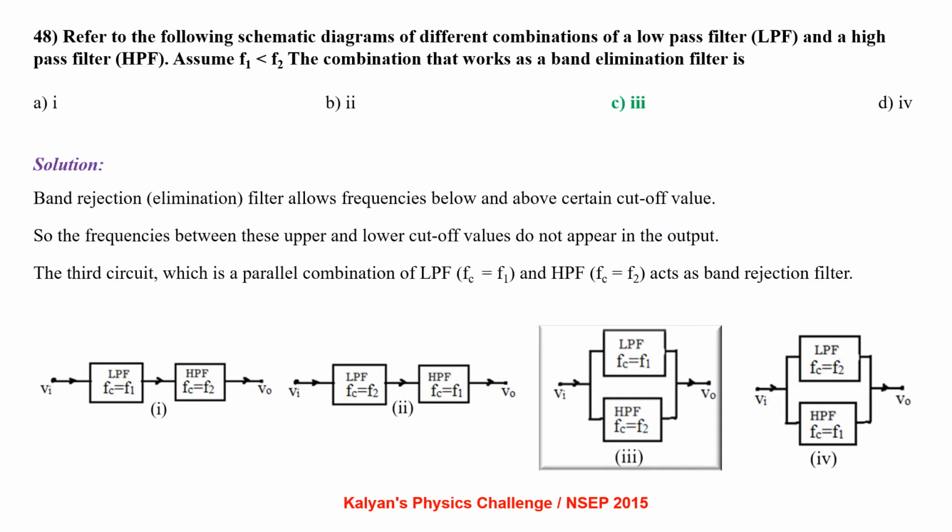Refer to the following schematic diagrams of different combinations of a low pass filter and a high pass filter. Assume F1 is less than F2. The combination that works as a band elimination filter is.